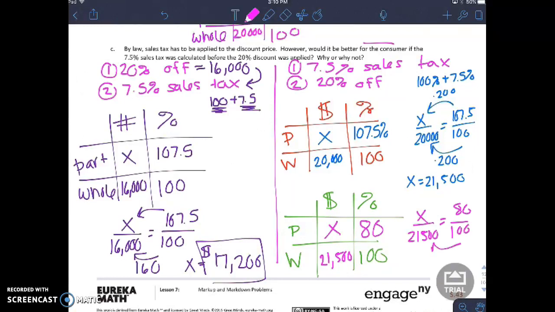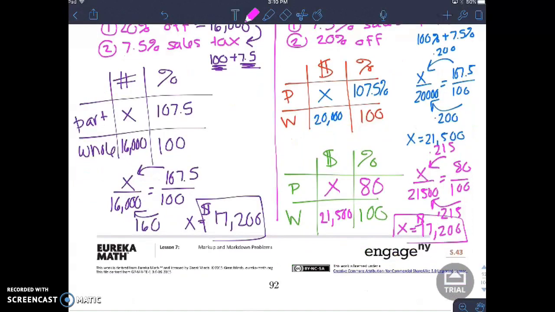We got our arrows to what we don't know. 21,500 divided by 100 is going to be 215. Knock off 2 zeros. So we have 215 times 80. And look at that. It equals 17,200, which is the same answer that we got when we did the sales tax and discount in the opposite order. So the answer here is no. It's the same either way. It doesn't benefit the consumer one way or another.